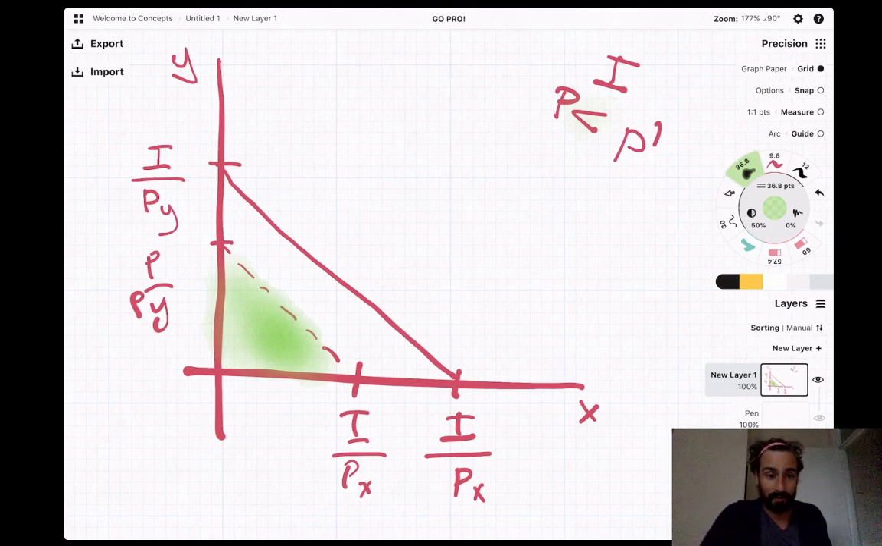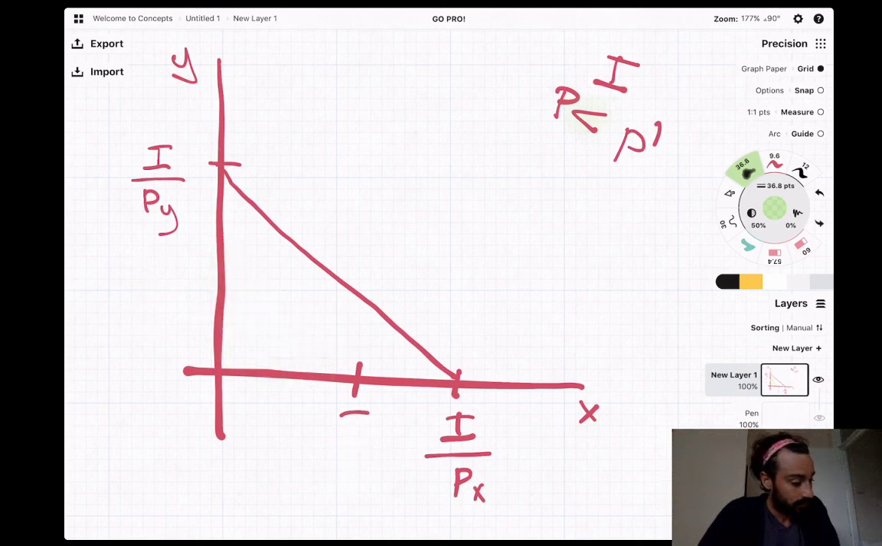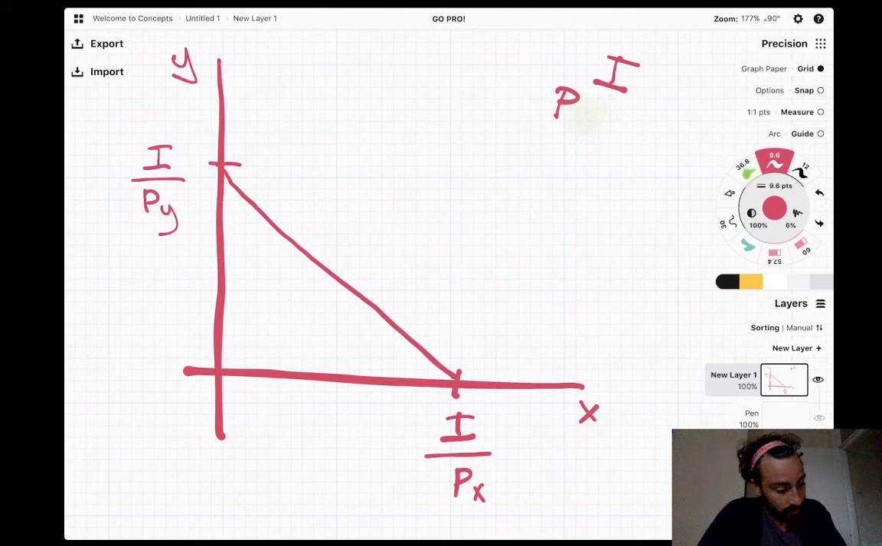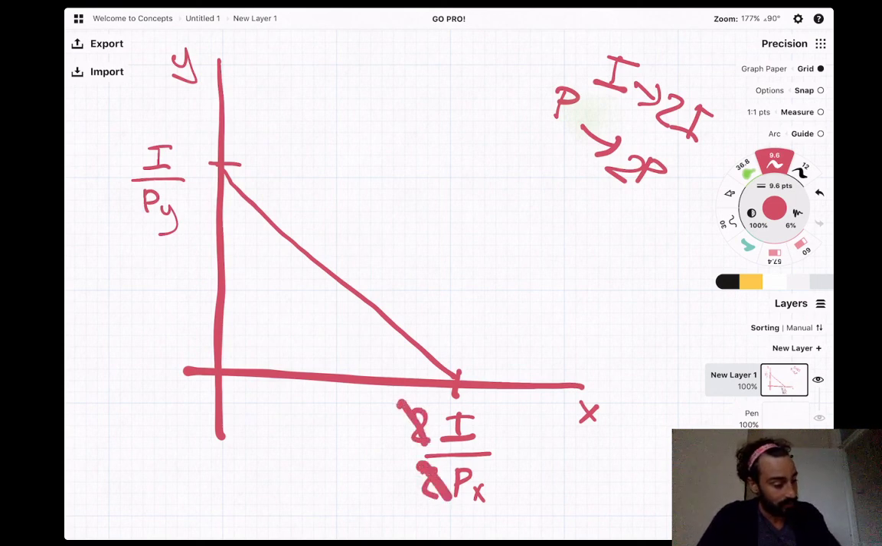Now let's think about what happens if we make I and P bigger at the same time, right? So let's say we move from I to 2I, and we go from P to 2P. Well, what is 2I over 2px? It's the same as I over px. What is 2I over 2py? It's the same as I over py. And so what do we get back? We get back exactly the same budget set we got before. And so of course nothing could change.